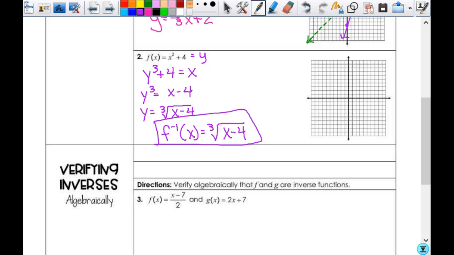Now I have to go graph both of them and the line y equals x. So I will start with the original function.